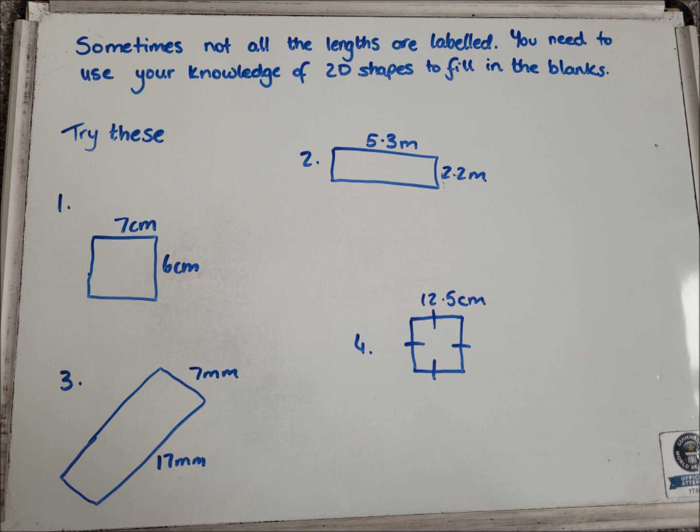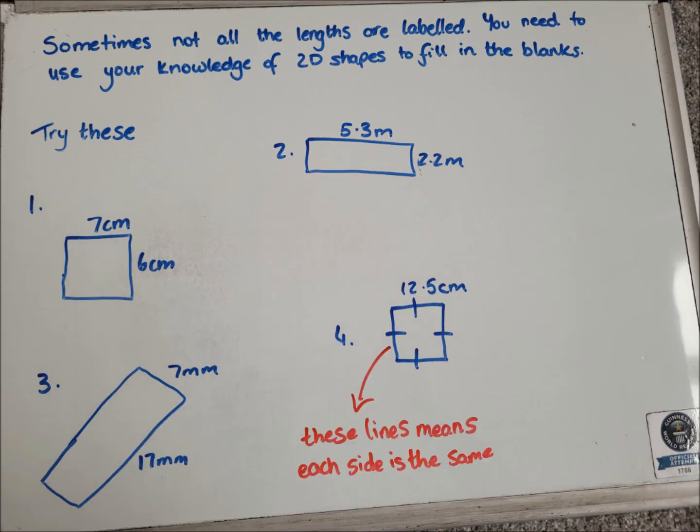So I have got 4 questions for us there with missing sides, and I would like you to find the perimeter of those shapes. For question 4, you will notice that there is only one side that has been labelled with a length. However, there are lines on the shape as well. These lines mean that each side is the same, so you should be able to work it out from there. So you can pause the video here and have a wee go at these. Remember, it doesn't matter what strategy you're using as long as you show your working. We'll get the answers in a little second.